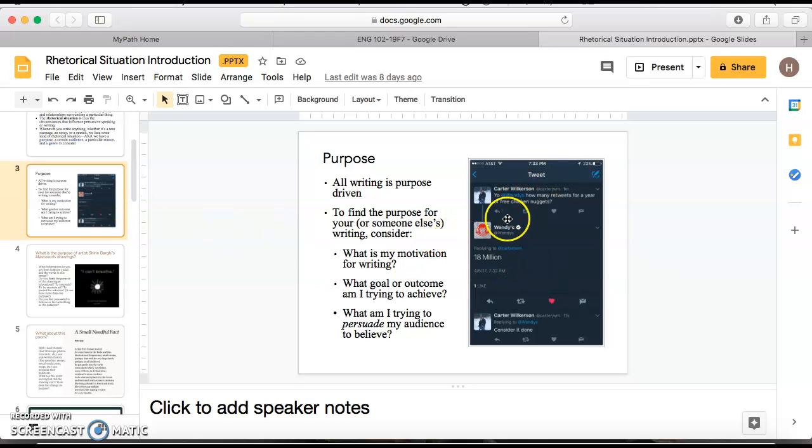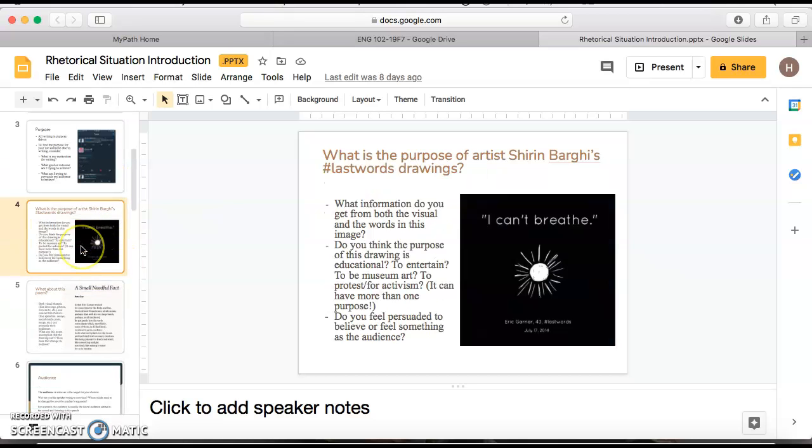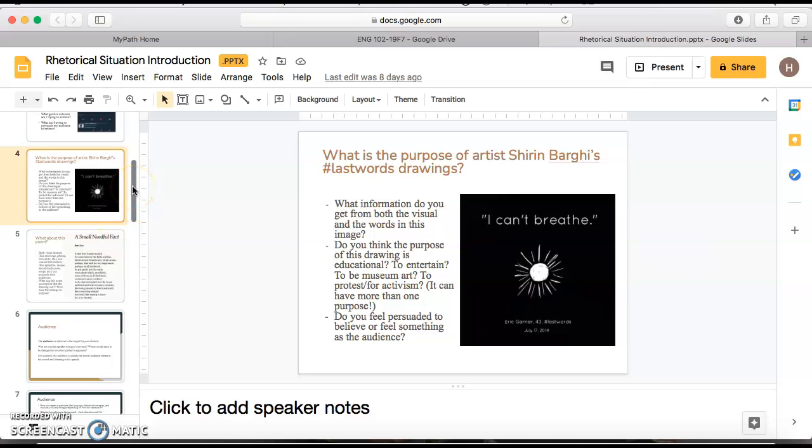So in this kind of funny example, of course, it's a tweet asking Wendy's how many retweets for your free chicken nuggets, and the purpose is to get free chicken nuggets. That's pretty obvious. When you get into maybe your speeches or into art, activism, that sort of thing, the purpose can become a little muddled. I'm thinking too of political speeches and things, or advertisements, where it's kind of hard to tell what the purpose is sometimes, what exactly they're trying to persuade you to believe. So you can kind of break it down.